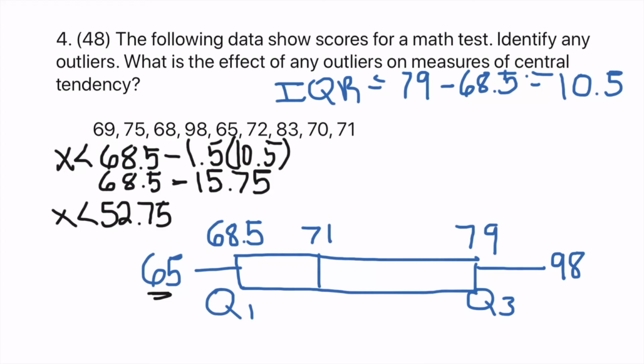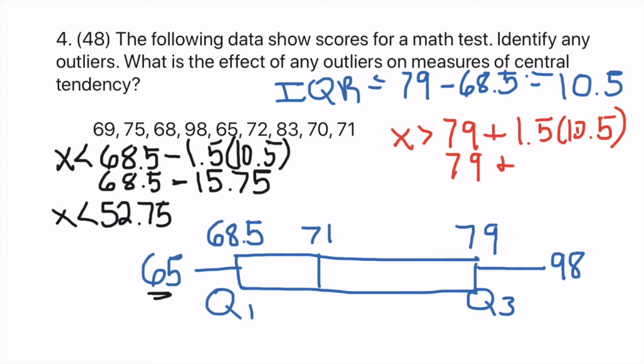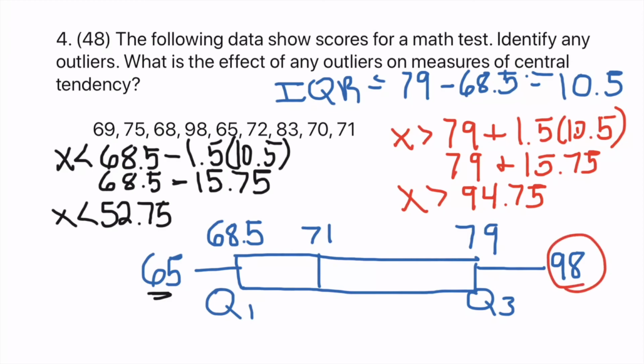Now let's do the other side. We have x is greater than quartile 3, which is 79, plus 1.5 times our interquartile range, which was 10.5. So we have 79 plus, we already figured this out, 15.75. And when we add those two together, we get 94.75. Now, if we look at our data, we do have one number that's bigger than 94.75, and that's 98. So we have one outlier in this case.